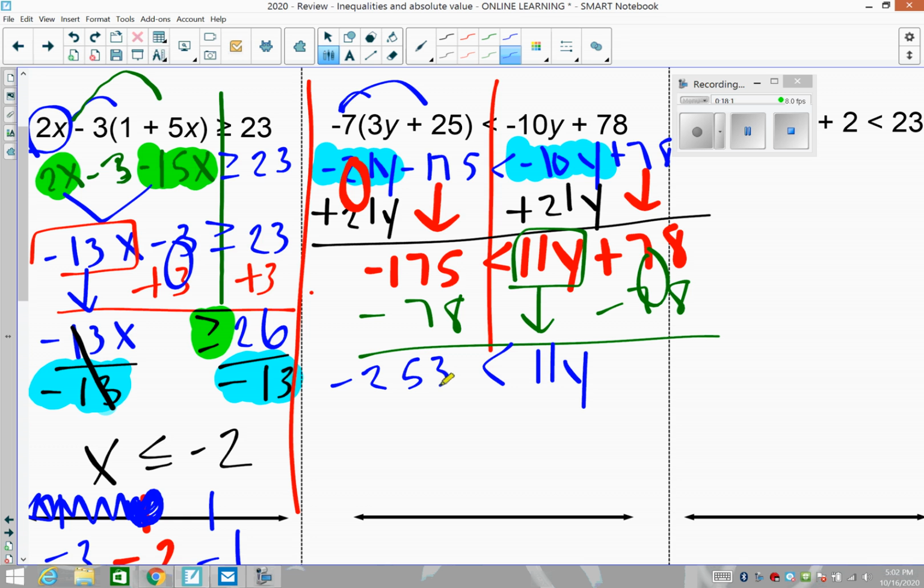I just need to double check that that's coming out right. Boom, I got it. I panicked when I saw that 11. Divide both sides by 11.